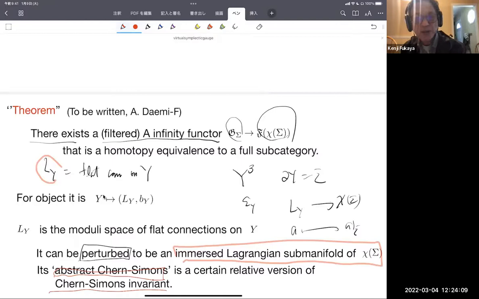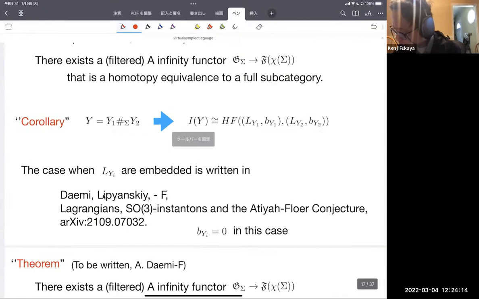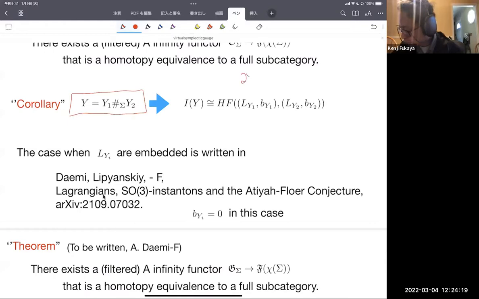Okay. Now I want to explain some things. The first corollary of this is the following. Suppose that the boundary of Y1 and the boundary of Y2 is sigma. Then I take Y by gluing Y1 and Y2 along sigma. Then this is the instanton Floer homology of this SU(2) bundle, and it is isomorphic to the Lagrangian Floer homology of these Lagrangian submanifolds together with the bounding cochain. So this is a version of the Atiyah-Floer conjecture.